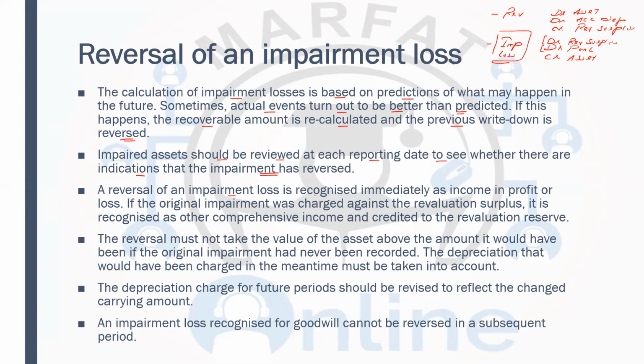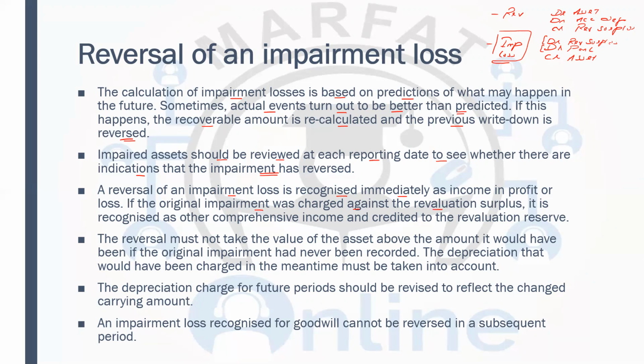A reversal of impairment loss is recognized immediately as income in the profit or loss. Now, if it was charged to the profit or loss, then the credit will go to the profit or loss. If the original impairment was charged against the revaluation surplus, then again the credit will go to the revaluation surplus. So, carrying the same thing: if it is from the revaluation surplus, then credit goes to the revaluation surplus. If it is from the profit or loss, then credit goes to the profit or loss. So this is the idea behind that.